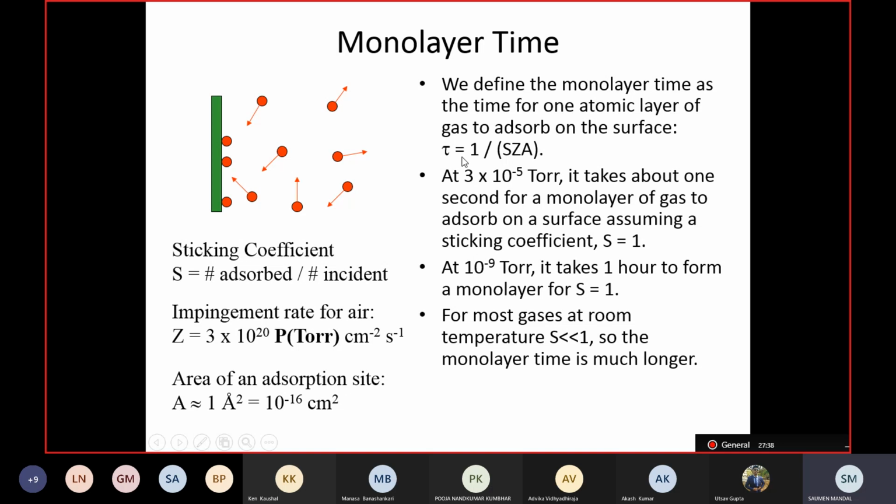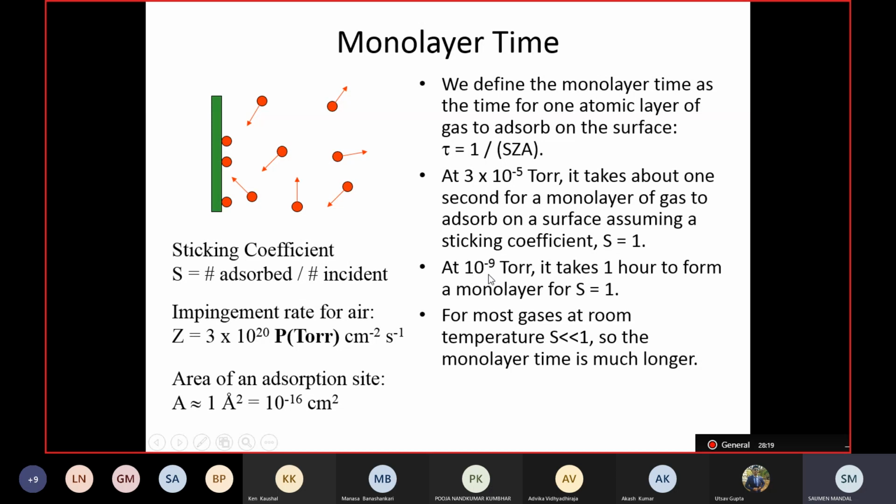That is tau equal to 1 by SZA. What is SZA? S is the sticking coefficient. Z is the impingement rate for air, that is actually 3 into 10 to the power 22. And then A is the area of an adsorbed site; if I assume A equal to 1 angstrom square, it will be this centimeter. So at 3 into 10 to the power minus 5 torr, it takes about 1 second for a monolayer of gas to adsorb on a surface, assuming the sticking coefficient is equal to 1.